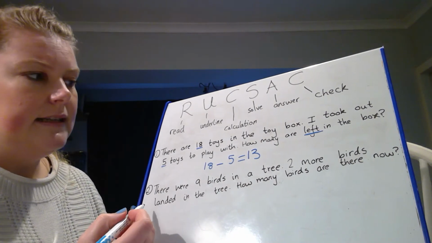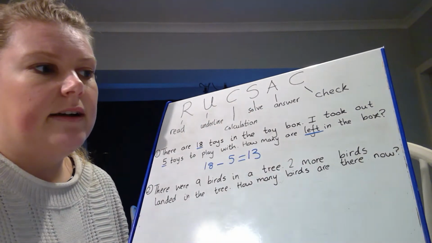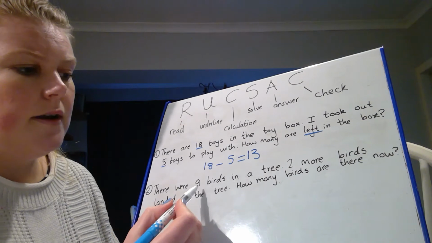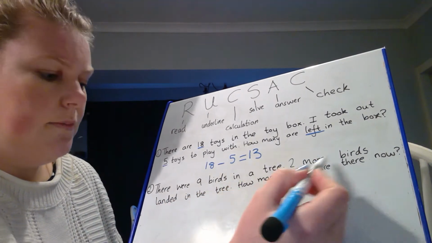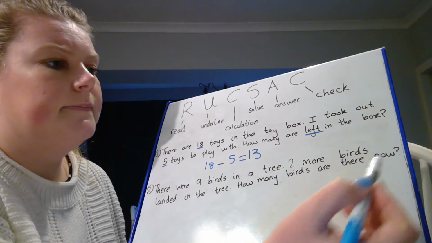Okay, question number 2. Let's have a look at this word problem. So again, I need to go through each of the letters of rucksack to try and find the answer. So I'll start by reading the question. There were 9 birds in a tree. 2 more birds landed in the tree. How many birds are there now?